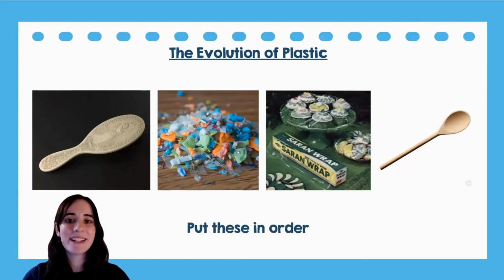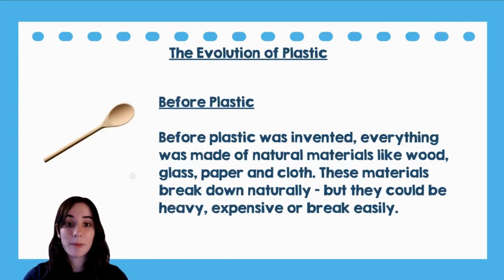Good thinking, everyone. Now let's go through the answers. So first, what did we use before plastic? Well, we used items commonly made from glass, wool, stone, or wood, like this wooden spoon. These materials break down naturally, but they could be heavy, expensive, or break easily.